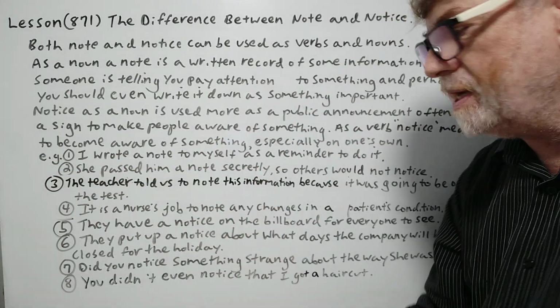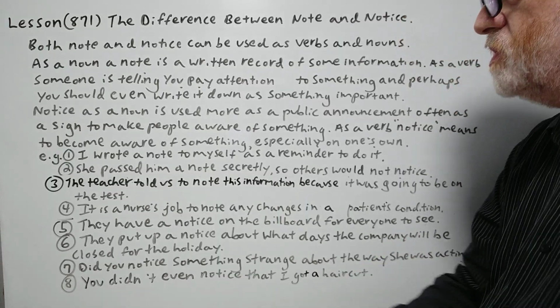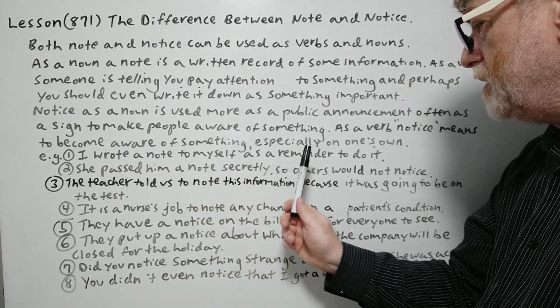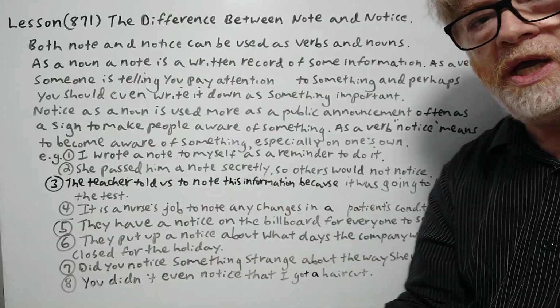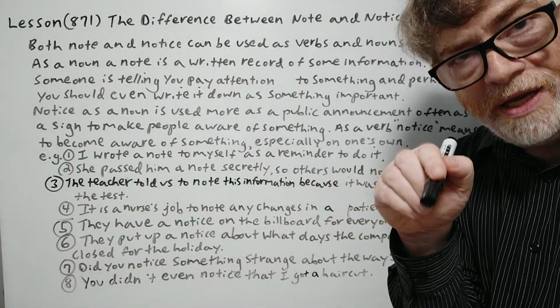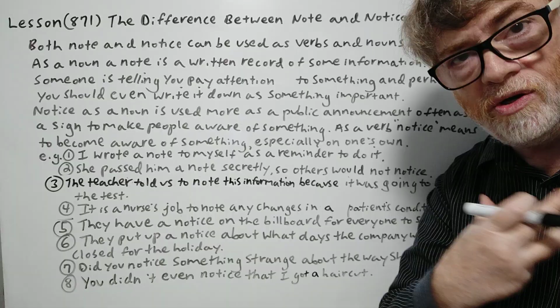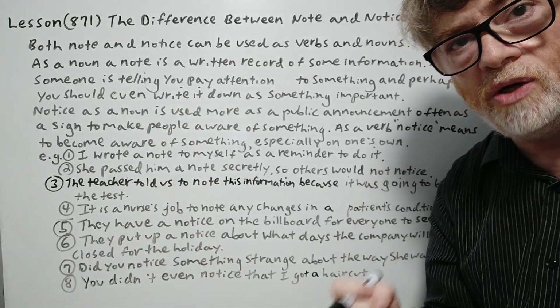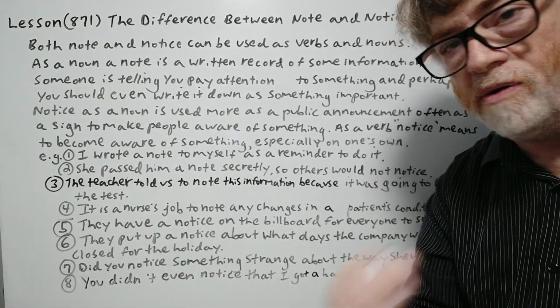All right, we got 8 examples here to show just how it's used. Here's the first one. I wrote a note to myself as a reminder to do it. So you literally wrote this information on a piece of paper to yourself. Now you could write a note to somebody else too, but here you wrote it as yourself, as a reminder.